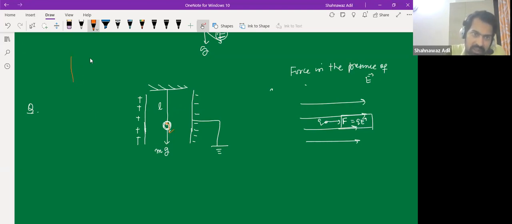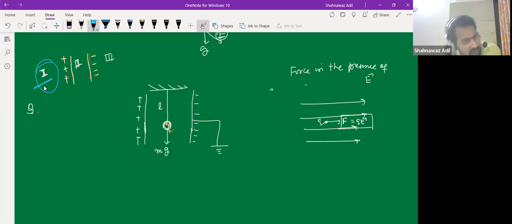If you guys remember, this is a parallel plate capacitor. So there are three regions: 1, 2, and 3. So what is the electric field in this region, Aisha? If you remember, you have a parallel plate capacitor. It has positive charge on this side and negative charge on this side. So you have three regions. One region is inside the plates, the other two regions are outside the plates. So I am asking what is the electric field in this first region?